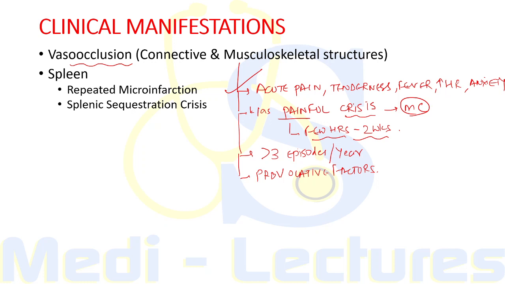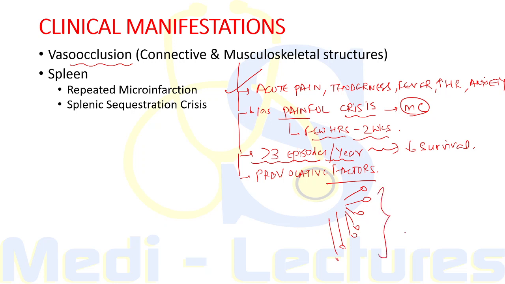Now the important part is that if the patient is experiencing more than 3 episodes of painful crisis per year requiring hospitalization, this is a poor prognostic factor and is associated with decreased survival. Now the provocative factors for this painful crisis include infection, fever, excessive exercise, anxiety, abrupt changes in temperature, hypoxia, and hypertonic solutions. So these factors should be avoided as much as possible.